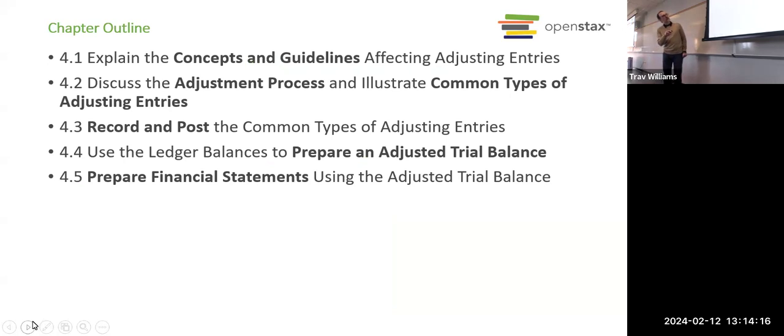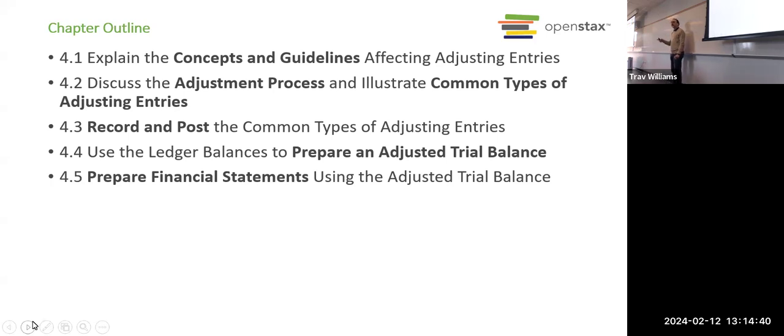We'll learn some of the common adjusting entries that you're going to start to see over and over throughout the chapter, so hopefully they become familiar. We'll learn how to post these adjusting entries to the journal. And then, of course, everything that gets posted to the journal gets copied over to the ledger. We will learn how to make the adjusted trial balance.